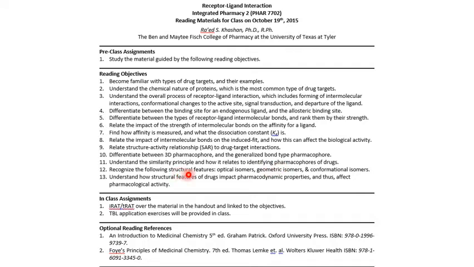Finally, recognize the structural features such as optical isomers, geometric and conformational isomers, differentiate between these three kinds, and understand how these features can impact the pharmacodynamic properties and thus the pharmacological activity through the example I provided for each kind. And then, as you expect, there should be an IRAT and a TRAT on this material, and we'll have some applications. These references are just optional readings.